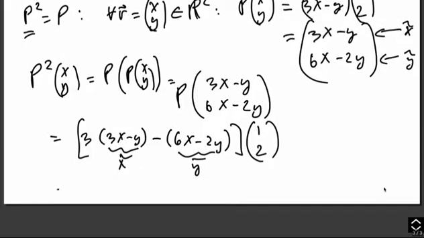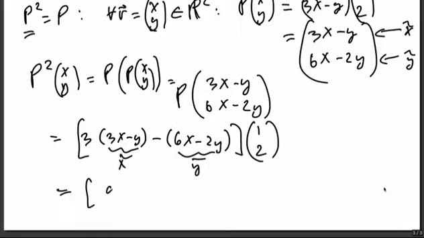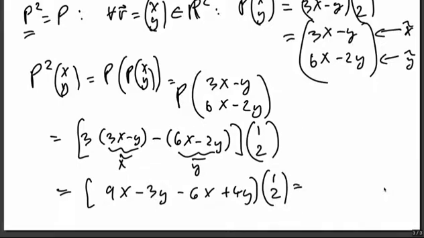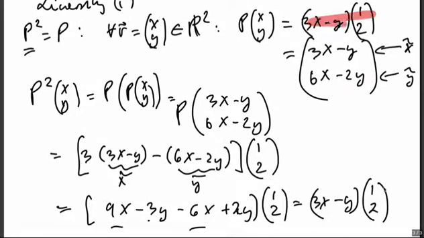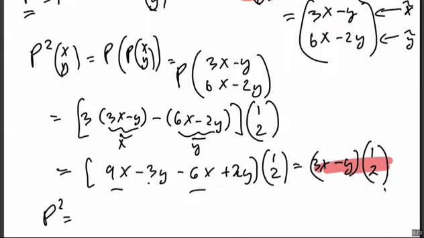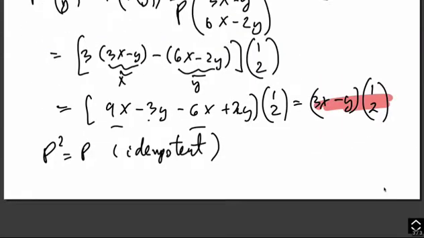Now if you do this algebra here, you get 9x minus 3y minus 6x plus 4y. And it turns out that this is exactly 3x minus y, since minus 3y plus 4y... sorry, minus 3y plus 2y is minus y. And then we compare the previous one with this one. So we see that really P squared of xy is the same as P of xy. So we have that P squared equals P, idempotent. What else can we show?